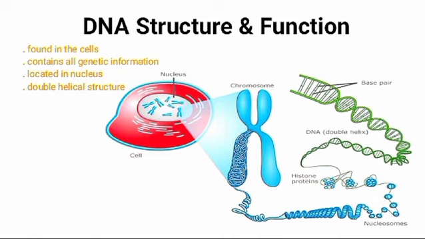Basically, DNA is found in the cells of all living things and contains all of the genetic information that makes you who you are. And every individual organism has unique DNA, like a fingerprint. Most DNA is located in the cell nucleus, where it is called nuclear DNA, but a small amount of DNA can also be found in the mitochondria, where it is called mitochondrial DNA or mtDNA.